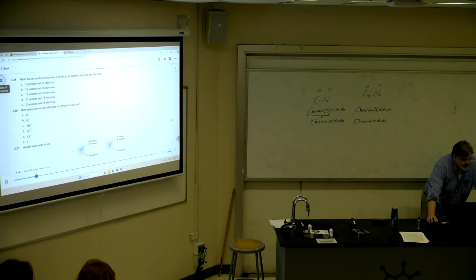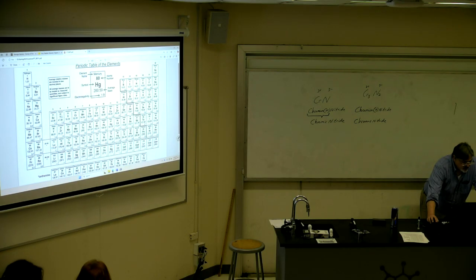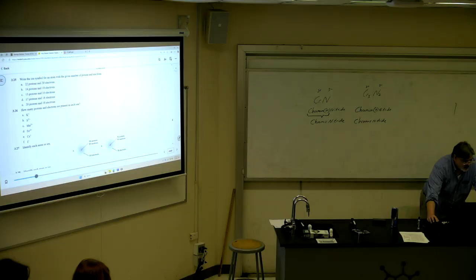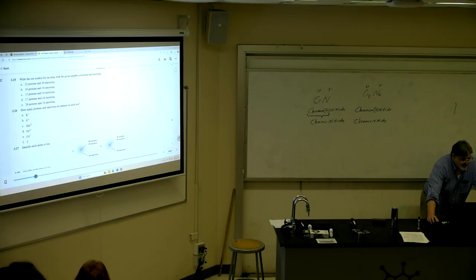What is the ion symbol for an atom with the given number of protons and electrons? 22 protons and 22 electrons. 22 and 20. So you look here, what's the first thing you're looking for? The atomic number, 22. So titanium has 22 protons right here. 22 protons necessarily means titanium.